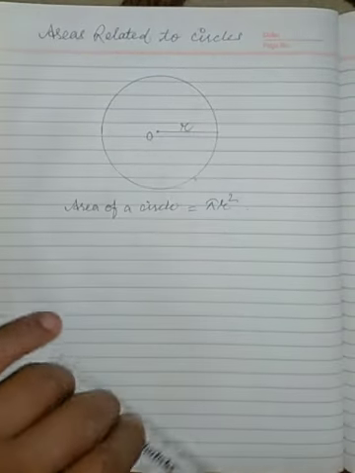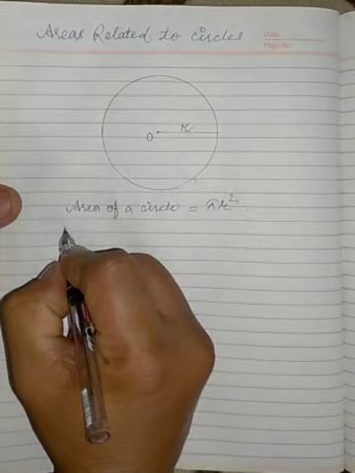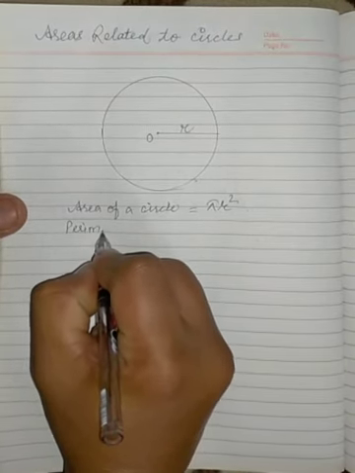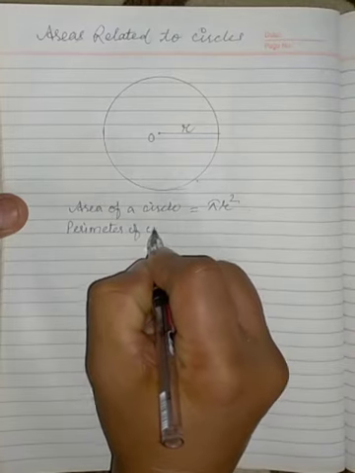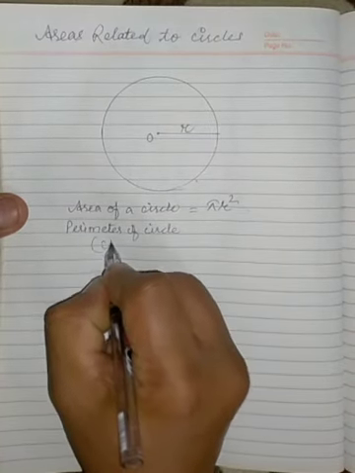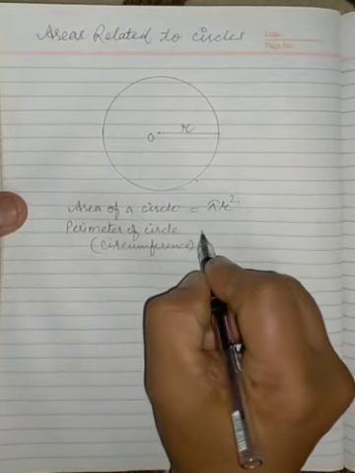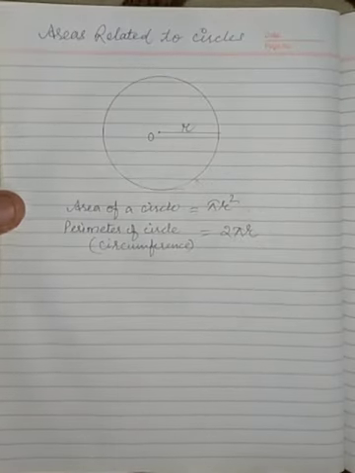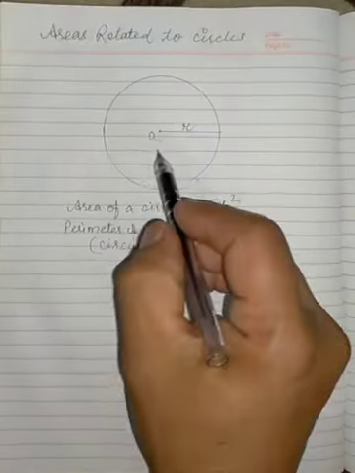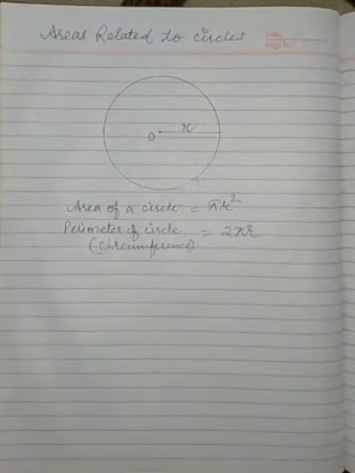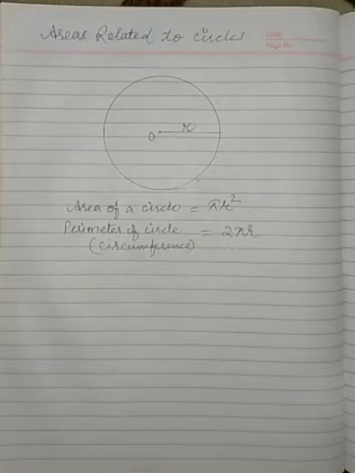This is the radius. And second thing, the perimeter of a circle, which we also know as circumference, is equal to 2 pi r. This we know about a circle. Now in this class, in class 10th, we will talk about the area of sector, the area of segment, and the length of the arc.